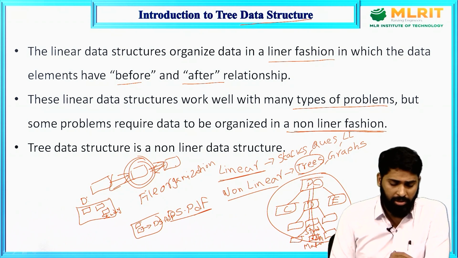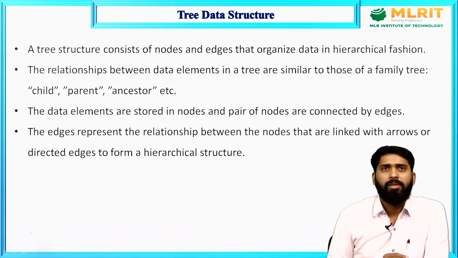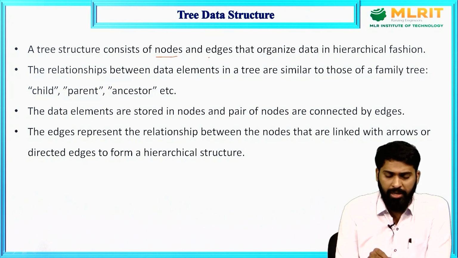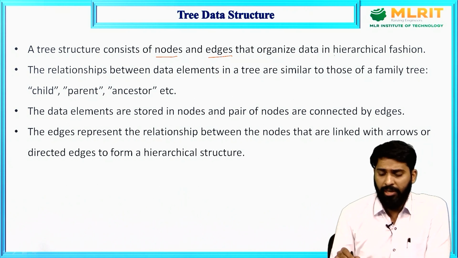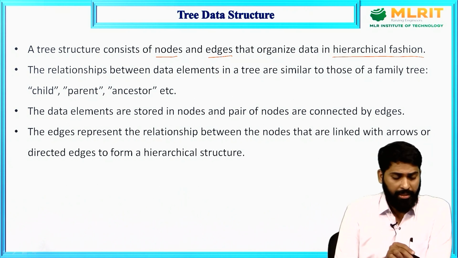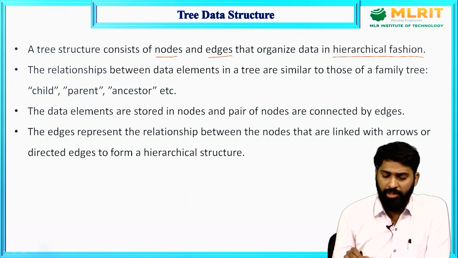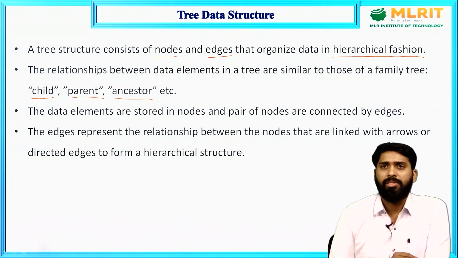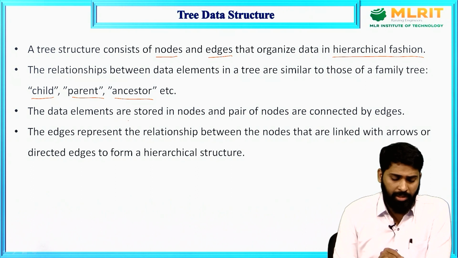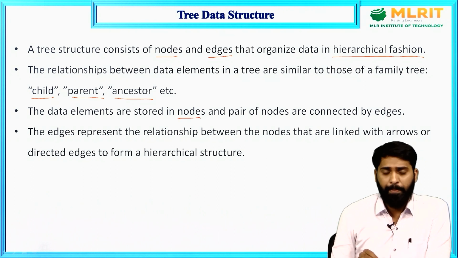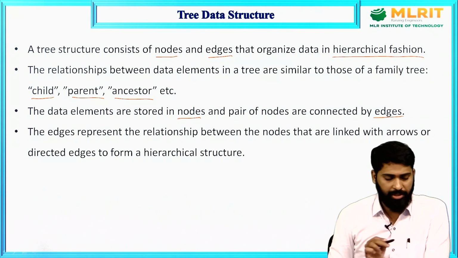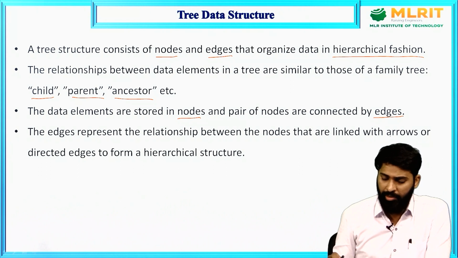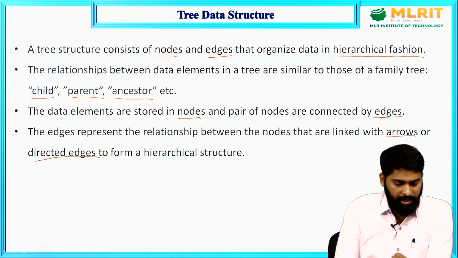So, tree data structure is a non-linear data structure. Coming to the definition of the tree, a tree structure consists of nodes and edges that organize the data in hierarchical fashion. The relationship between data elements in a tree is similar to that of a family tree, like child, parent and ancestor, etc. The data elements are stored in nodes and pairs of nodes are connected by edges.